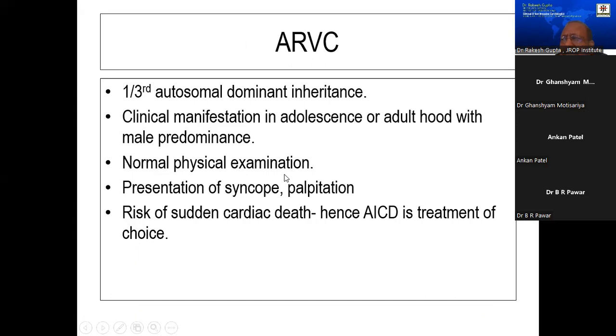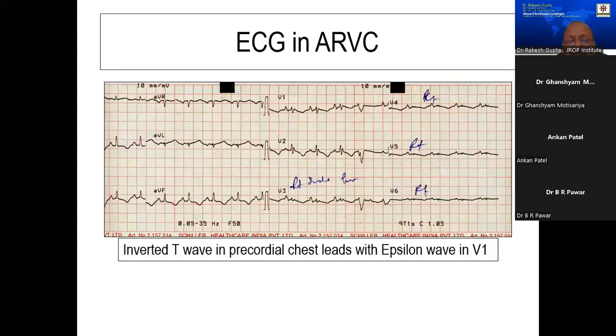Normal physical exercise, TR jet velocity is there. Severe TR there, velocity is not there. They present with syncope and palpitation. Sudden cardiac death is a very, very important feature in this subset of population. Hence, AICD is the treatment of choice.